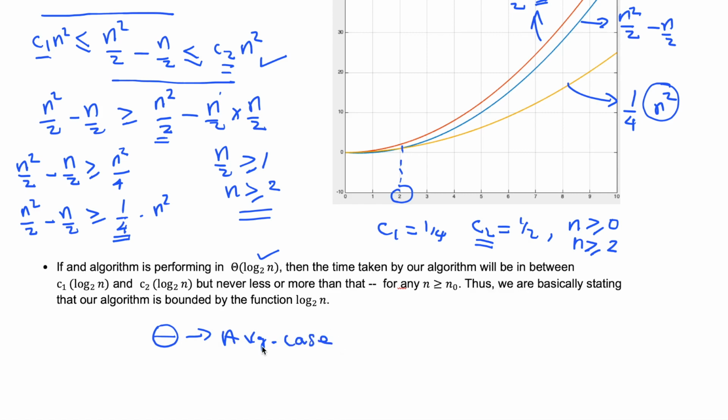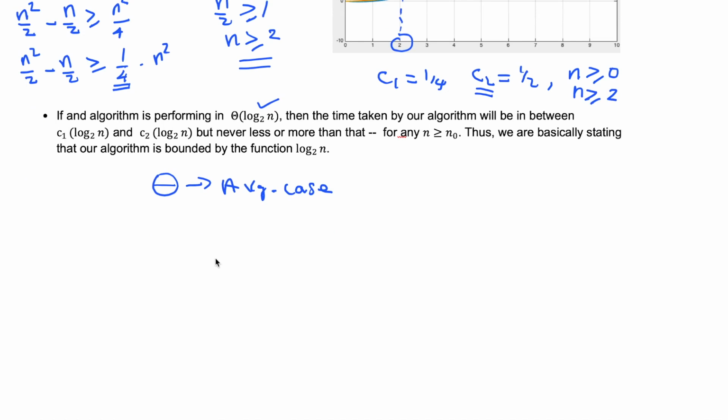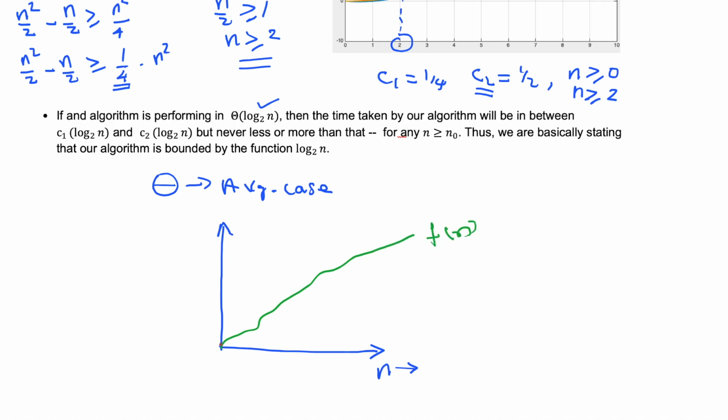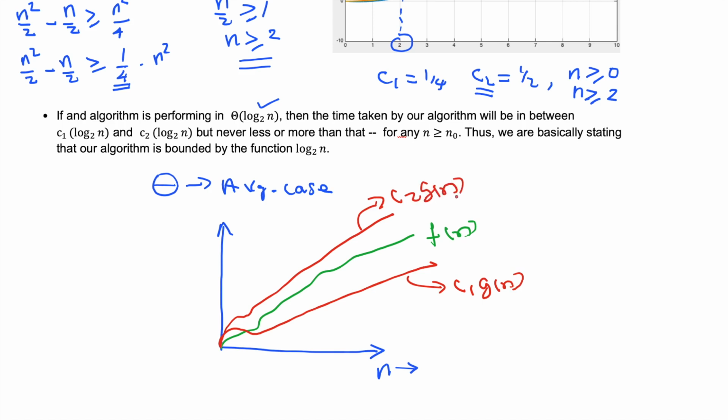Now in order to sum up this discussion, let me draw some generalized diagram. Suppose that this is my y-axis, this is my x-axis, and here we are varying the value of n, and suppose that this is my f of n. So this is f of n, this is c1 into g of n, and this is c2 into g of n. Then if this is f of n, we can write that the function f of n belongs to the category theta of g of n.